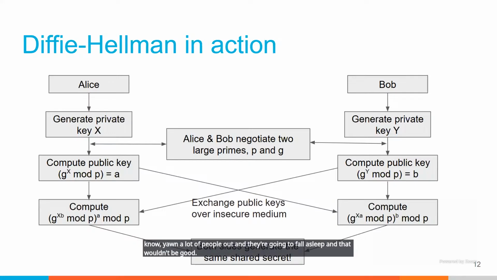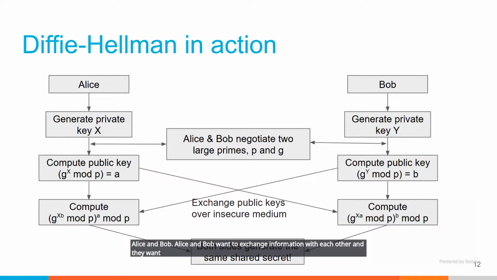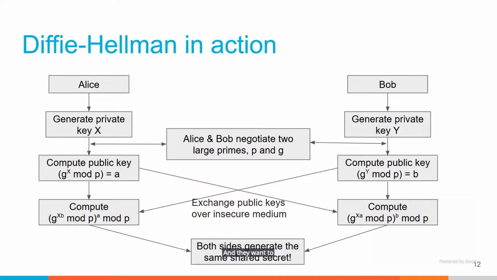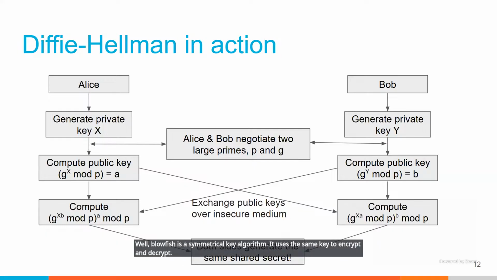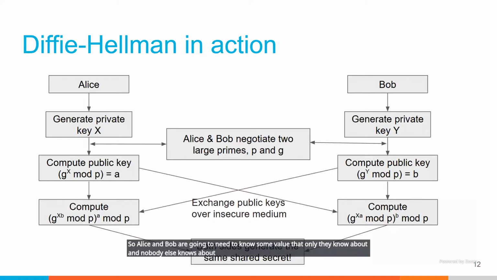So in a nutshell, here's how Diffie-Hellman works. We've got two individuals, Alice and Bob. Alice and Bob want to exchange information with each other, and they want to do it in a secure fashion. And they want to use a secure algorithm like Blowfish to do that. Well, Blowfish is a symmetrical key algorithm. It uses the same key to encrypt and decrypt. So Alice and Bob are going to need to know some value that only they know about and nobody else knows about in order to use Blowfish properly and secure their data.